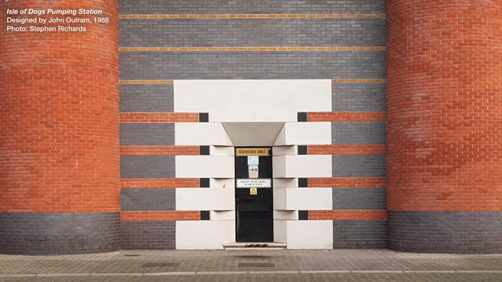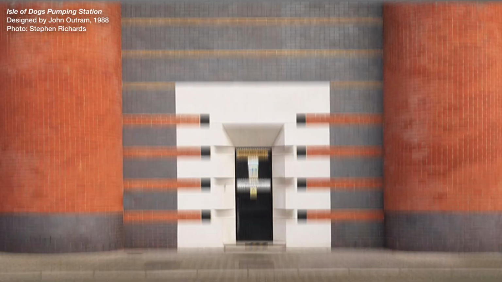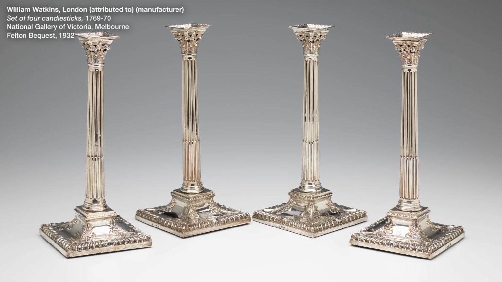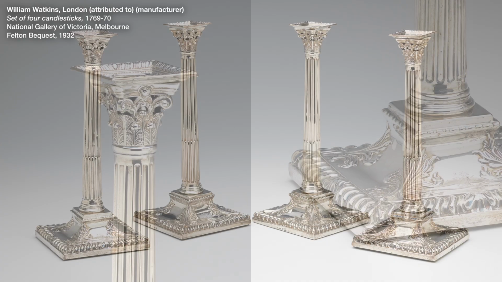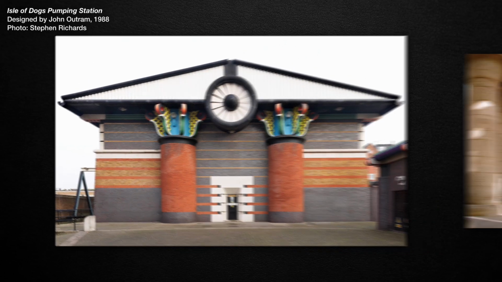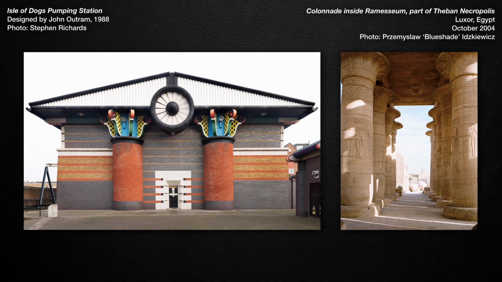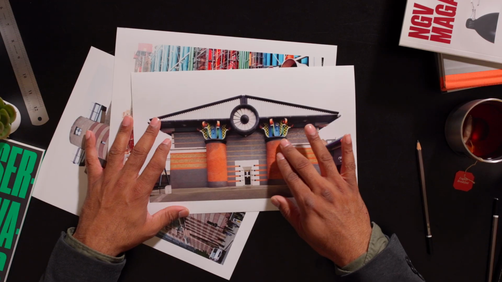So on the one hand, you see these historicizing elements, rather like the William Watkins candlesticks, which were referring to Greek and Roman classicism with those fluted columns. Here instead, Outram is referring to Egyptian papyrus capitals, for example, but the capitals have been rendered with this very oversized form and almost cartoonish scales of colour application.